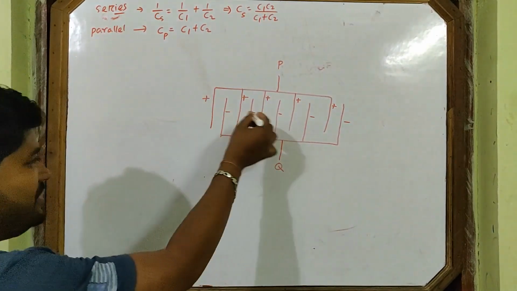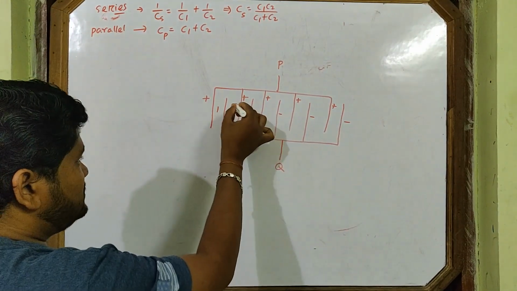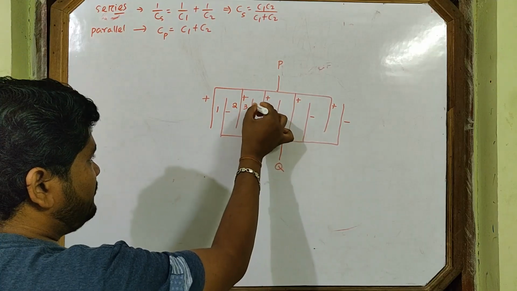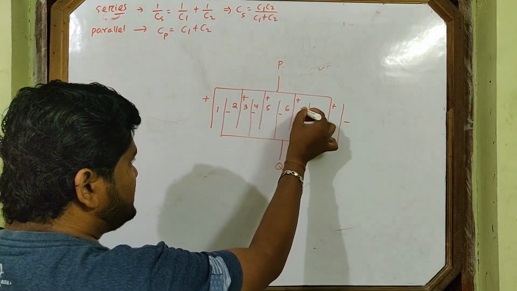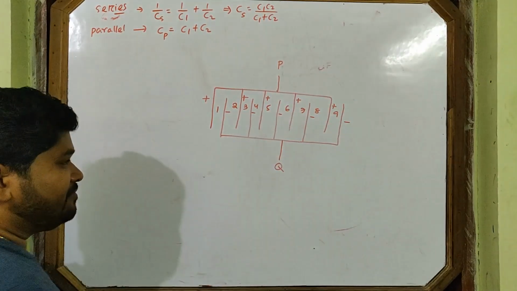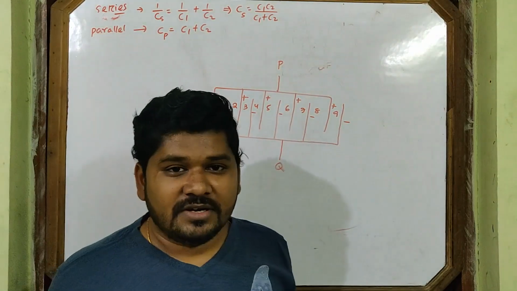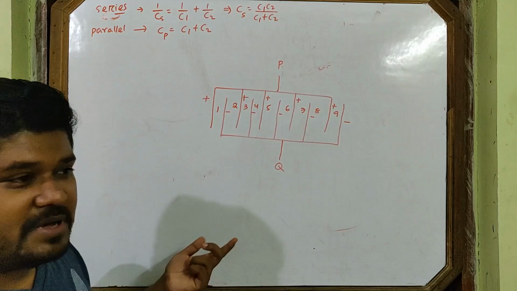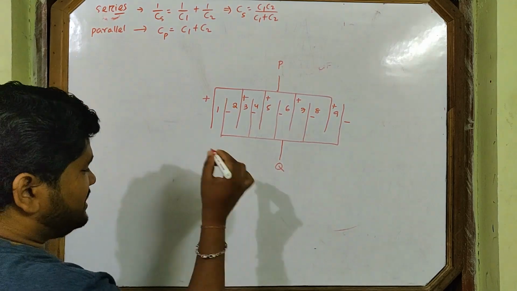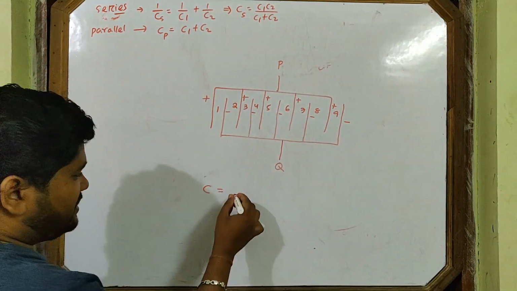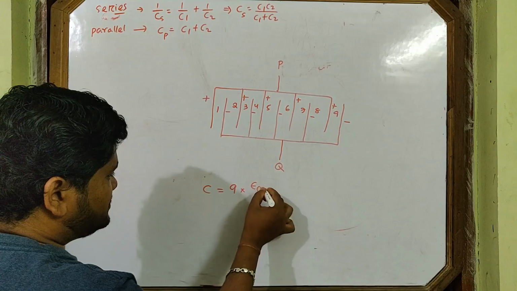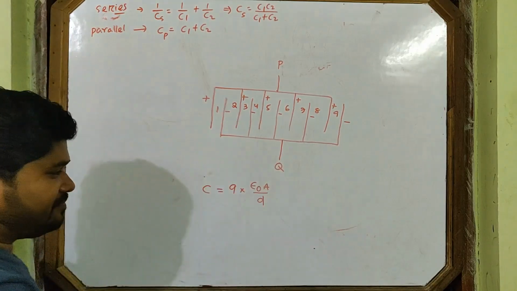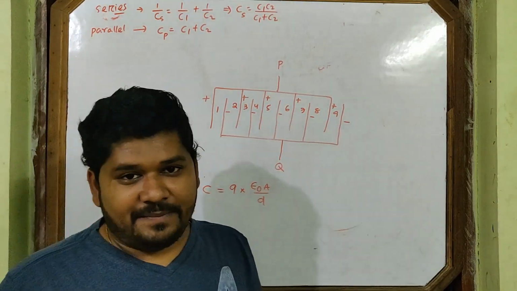Okay. So now how many capacitors are formed? You see 1, 2, 3, 4, 5, 6, 7, 8, 9. Nine capacitors are formed, and all 9 capacitors are connected in parallel: all positive at P, all negative at Q. So the total capacitance is 9 epsilon naught A by D. This is called a comb capacitor.